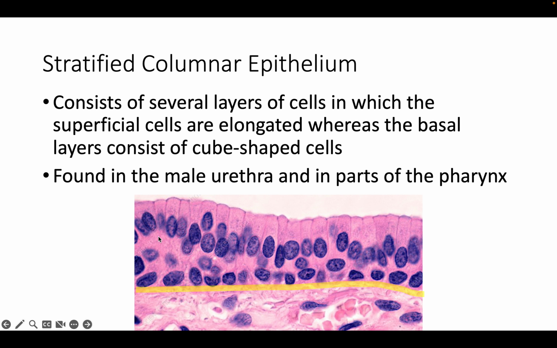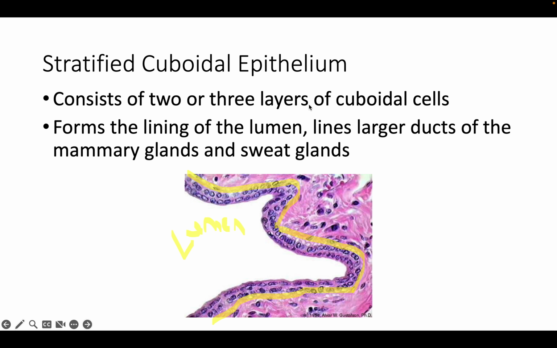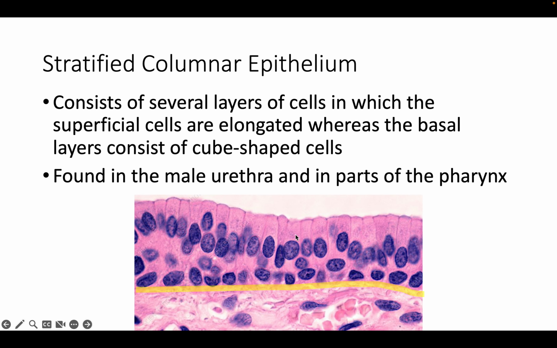This is one of the tissue types that you will not have to identify in the practical. To me, it looks a lot like pseudostratified columnar, but anyway, they are different. This is going to be found in the male urethra and in parts of the pharynx. Basically the basal layer, the one that's connected to your basement membrane, that's what basal means, is going to be more cube shaped, and then the ones up top are going to be columnar, right? But if you look at it, your stratified cuboidal epithelium, both layers are going to be cube shaped, whereas with this, only the top layer is columnar shaped, okay?